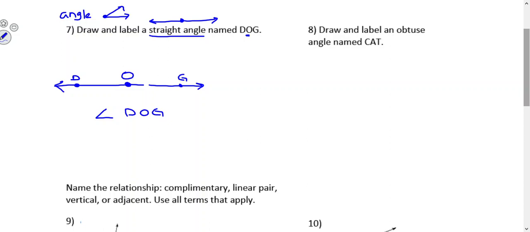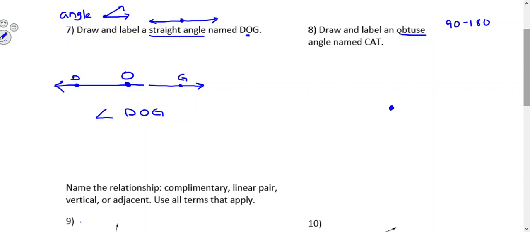And we're now going to do an obtuse angle named CAT. Obtuse is an example of a measurement of an angle. It's a range of measurements of an angle. These are those angles that are between 90 degrees and 180. So bigger than a right angle, but smaller than a straight angle.